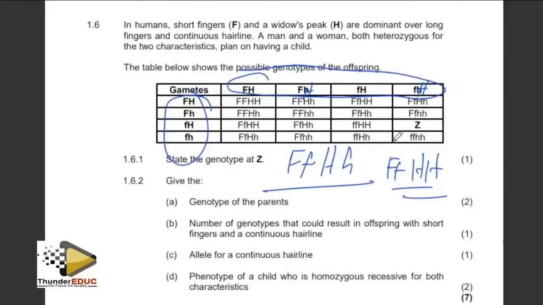Is one, is two, yours, and then it's three. So there are three, and then the allele for continuous hairline, allele, not genotype. So it's going to be small h. The genotype of the child that is heterozygous recessive for both alleles. So is this one, which is small f.